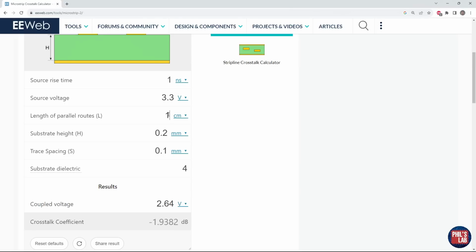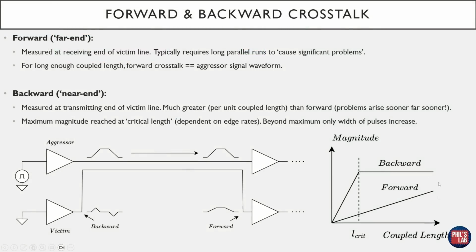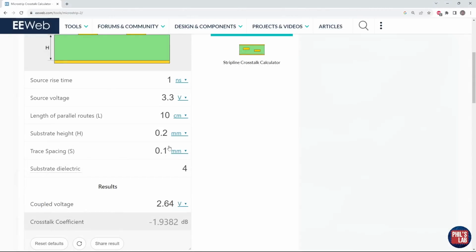If we increase the length of parallel routes to 10 centimeters, you can see the coupled voltage actually doesn't change. This is because, remembering back to this graph on the bottom right, we've already exceeded the critical length. Because backward crosstalk is typically dominant, we have to stay under the coupled length for the length to have any effect. And that's what we see here.